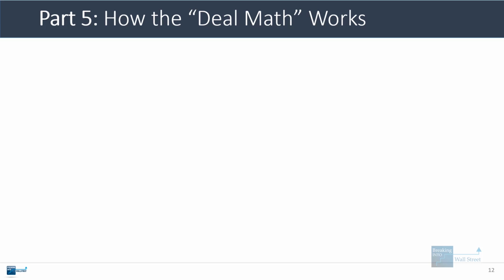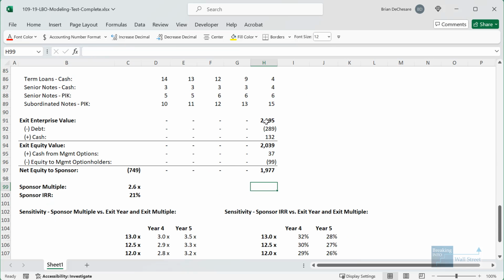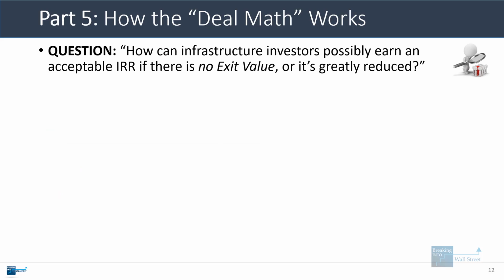Now, in the last part here, I want to go over how some of the deal math works, because if you've been following along so far, you might be saying, wait a minute. In a standard LBO model, for example, the exit assumptions are huge. In fact, the deal wouldn't really work without this, because in a lot of LBO models, the sponsor, the private equity firm, is not even earning anything during the holding period. So how can you possibly make an infrastructure deal work if there is no terminal value or exit value? I'll answer this question in 3 parts.